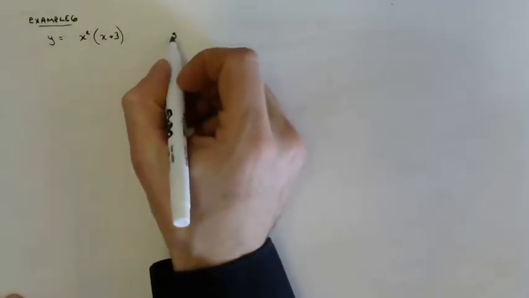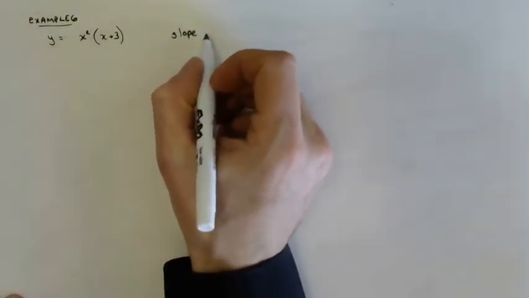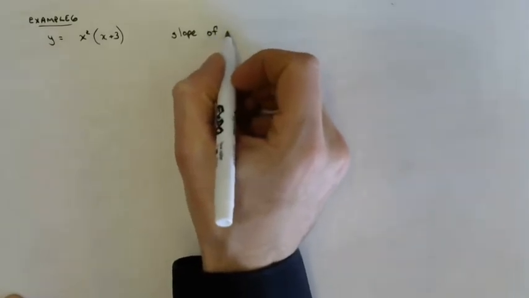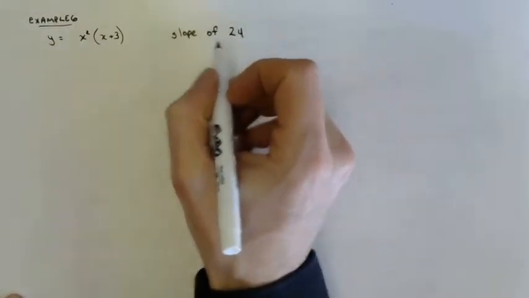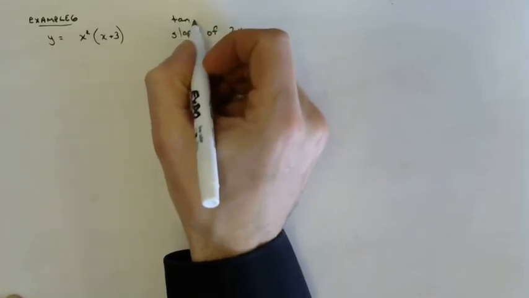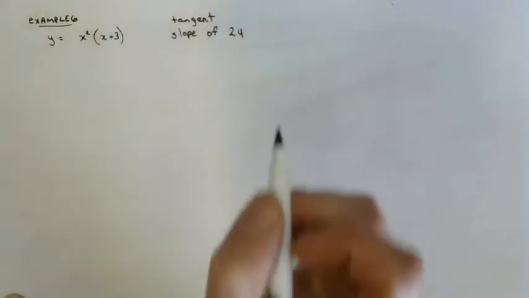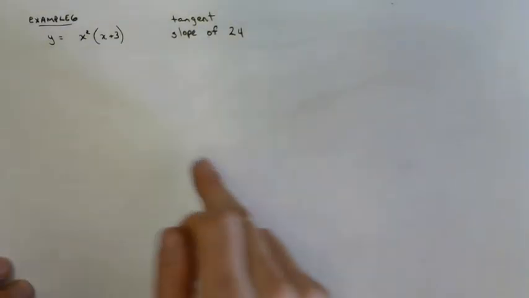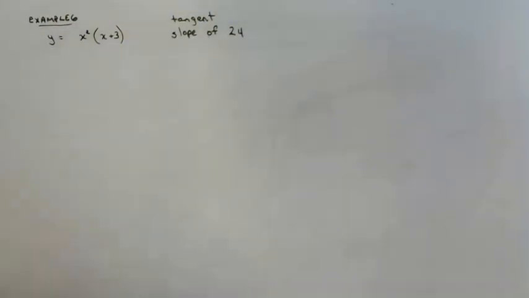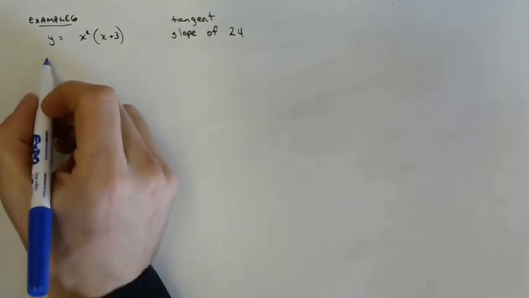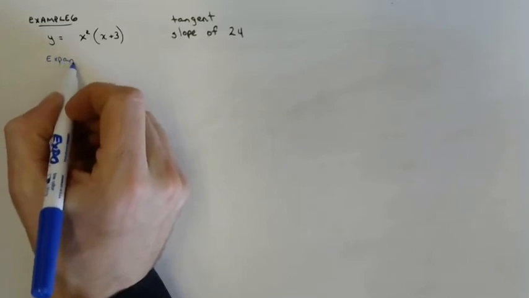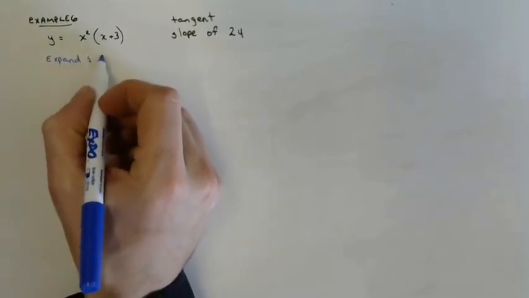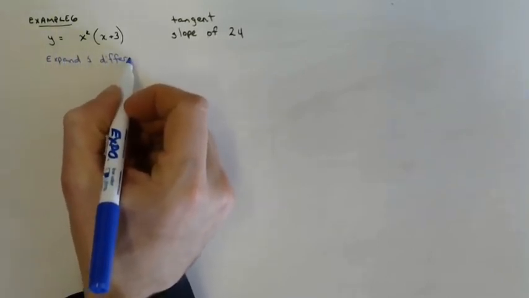And we're told that the tangent we're working with has a slope of 24. I'm going to call that the tangent slope so that you have enough information to look at your notes again. So again, it's positive, a positive cubic, and I just drew it out. We're looking for two separate spots here. First step is going to be expand and differentiate.